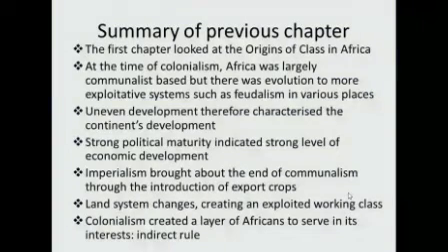Colonialism created a layer of Africans to serve its interests using a system of indirect rule where Africans helped to rule on its behalf, and this made it possible for colonialism to continue to dominate the continent in a system of neo-colonialism by still having some African rulers serving its interests in the continent. So that's quite a short summary of what was actually a very detailed chapter.